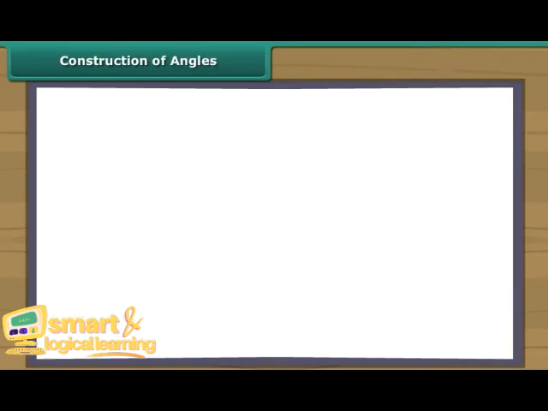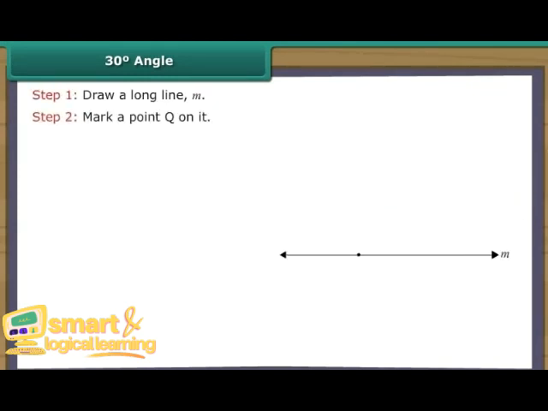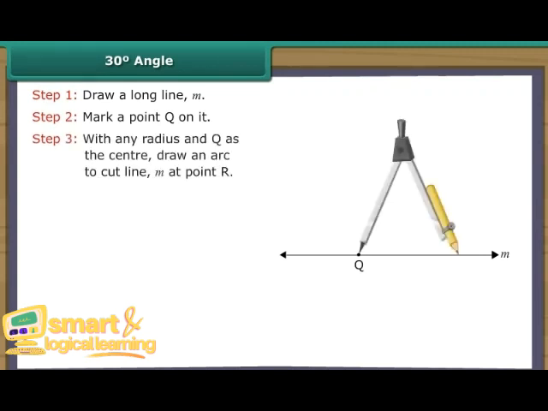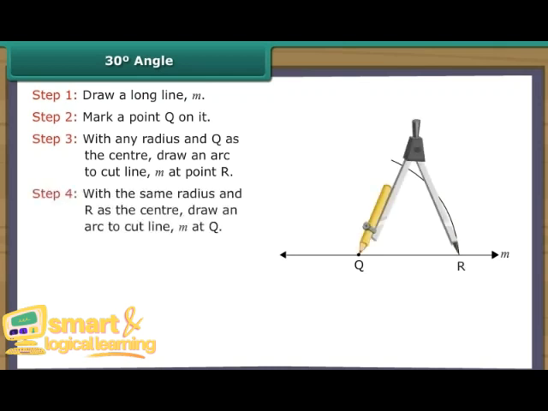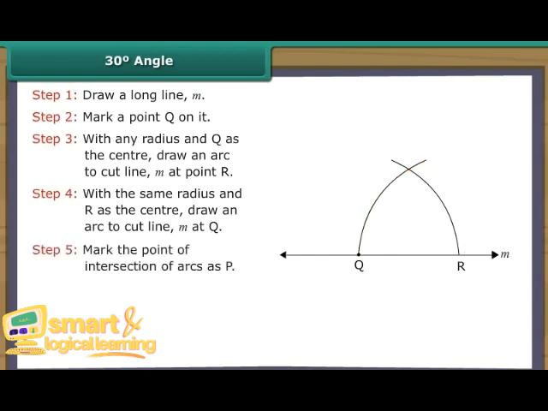Construction of angles. Let us now construct some special angles one by one. 30-degree angle, 60-degree angle, 120-degree angle. Construction of 30-degree angle. Draw a long line M. Mark a point Q on it. With any radius and Q as the center, draw an arc to cut line M at point R. With the same radius and R as the center, draw an arc to cut the first arc at Q. Mark the point of intersection of arcs as P.